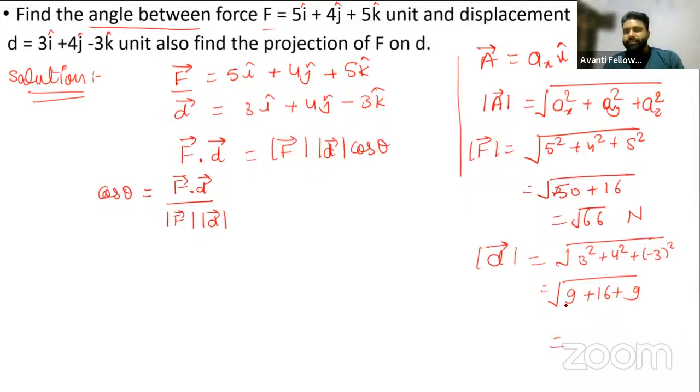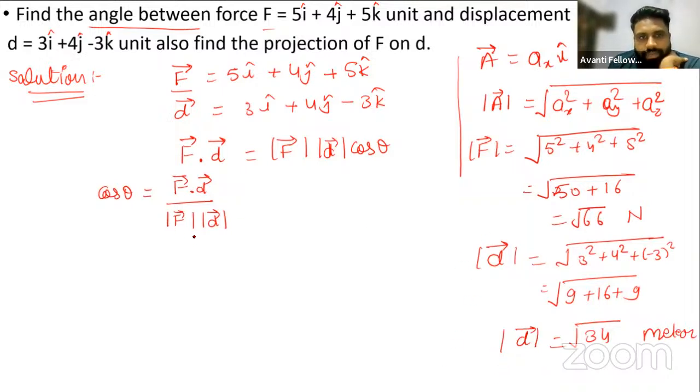16 plus 9 is 25. 25 plus 9 is 34. Okay, got it? Correct? 25 plus 9. So the magnitude of displacement here is this.